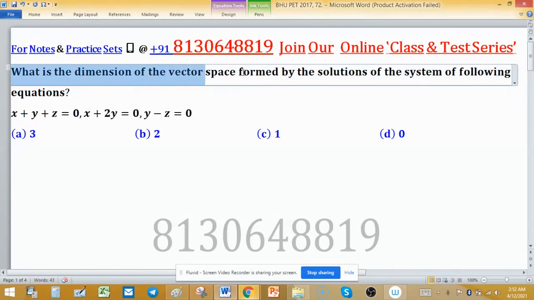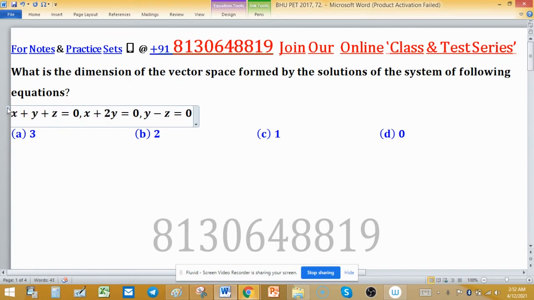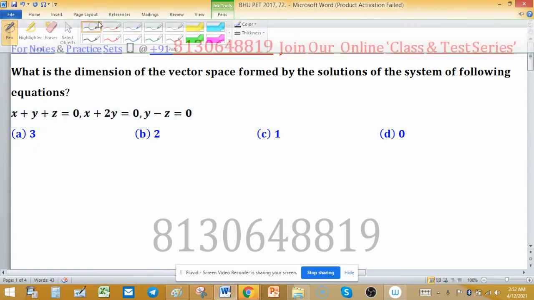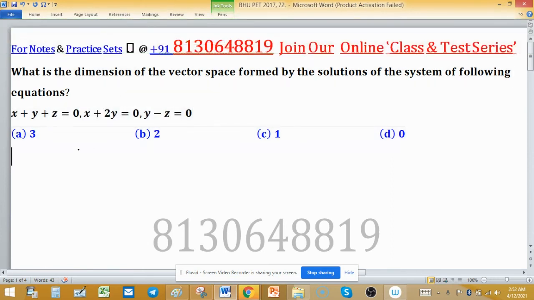What is the dimension of the vector space formed by the solution of the system of the following equations? This is the system of equations: x plus y plus z equals 0, x plus 2y is equal to 0, y minus z is 0. Whenever a system is given to us, always try to write the augmented matrix. Because the right hand side is 0, this system is Ax equal to 0. It means all solutions will be in the null space.